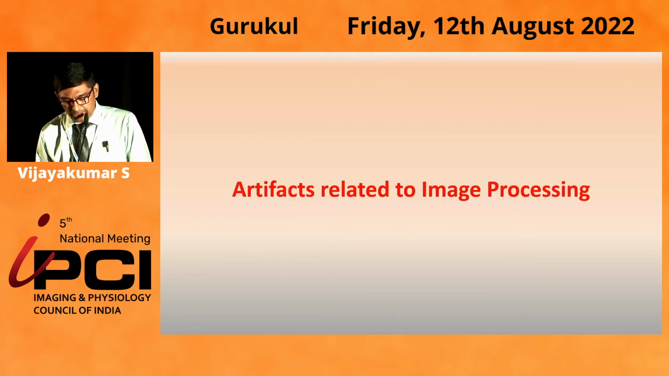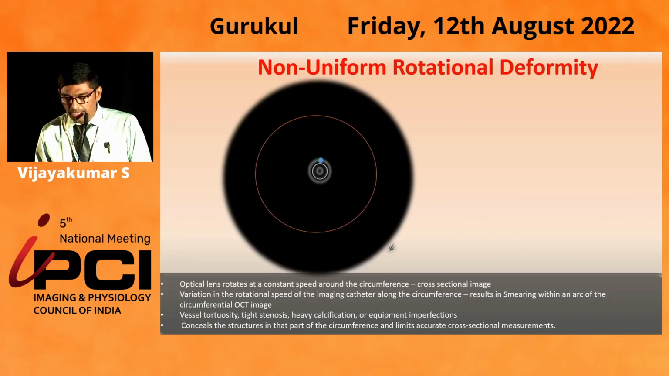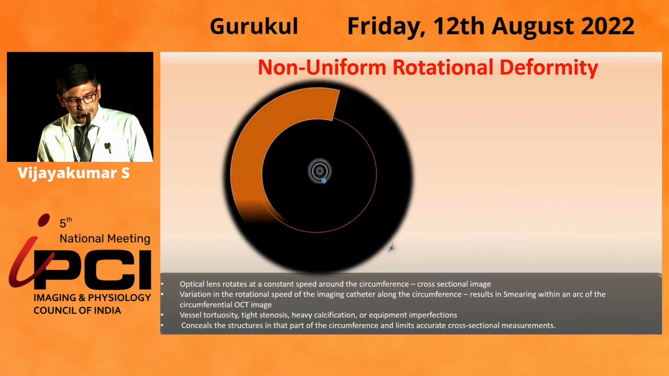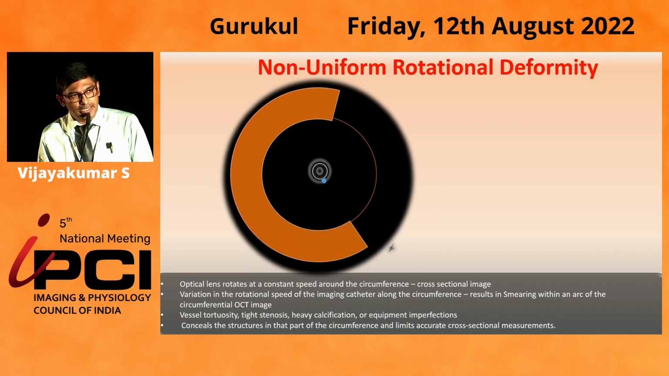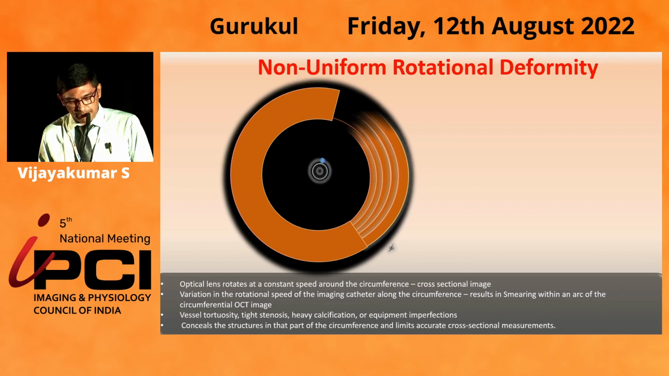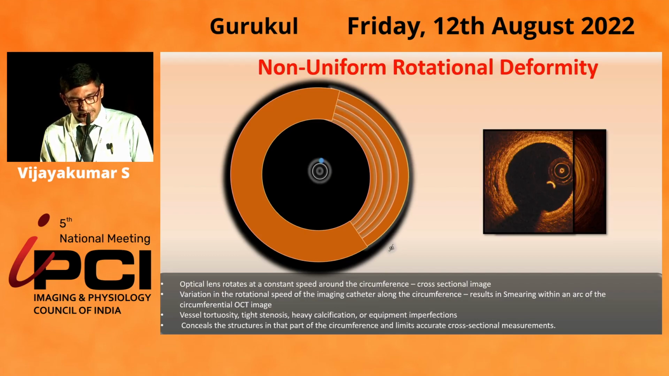Moving on to artifacts related to image processing. There are three artifacts which are related to image processing. As we all know, the optical lens has to rotate at a constant speed around the circumference for you to get a cross-sectional image. Variation in the rotational speed of the imaging catheter along the circumference results in smearing within the arc of the circumferential image. It usually occurs in vessel tortuosity, tight stenosis, heavy calcification, or equipment imperfections. What is the clinical importance? It conceals the structures in that part of the circumference and limits accurate cross-sectional measurements.